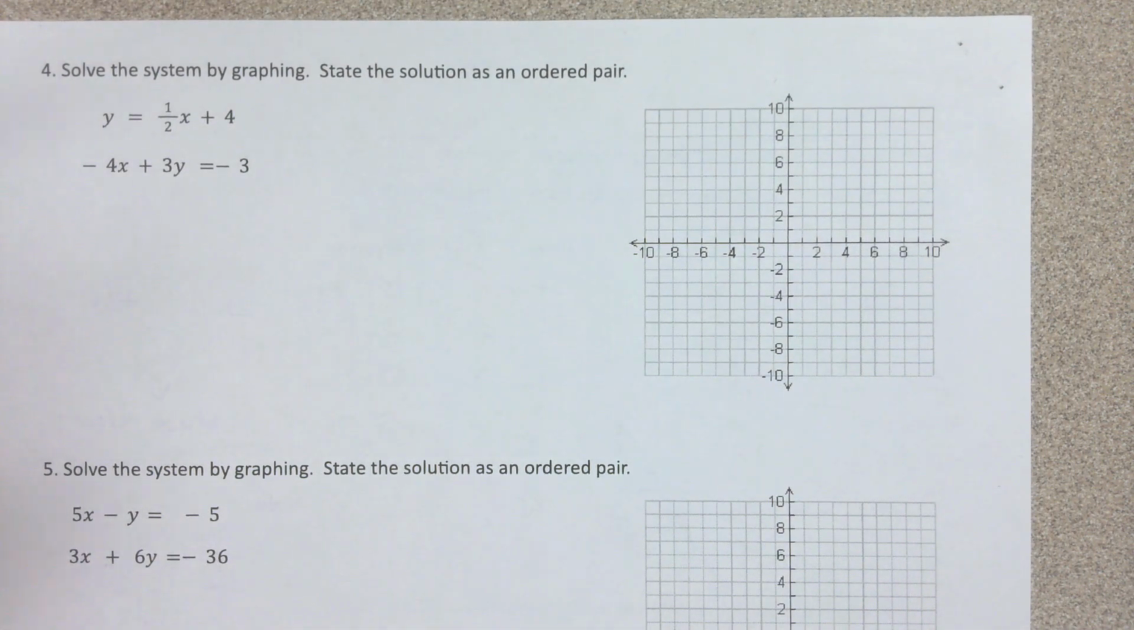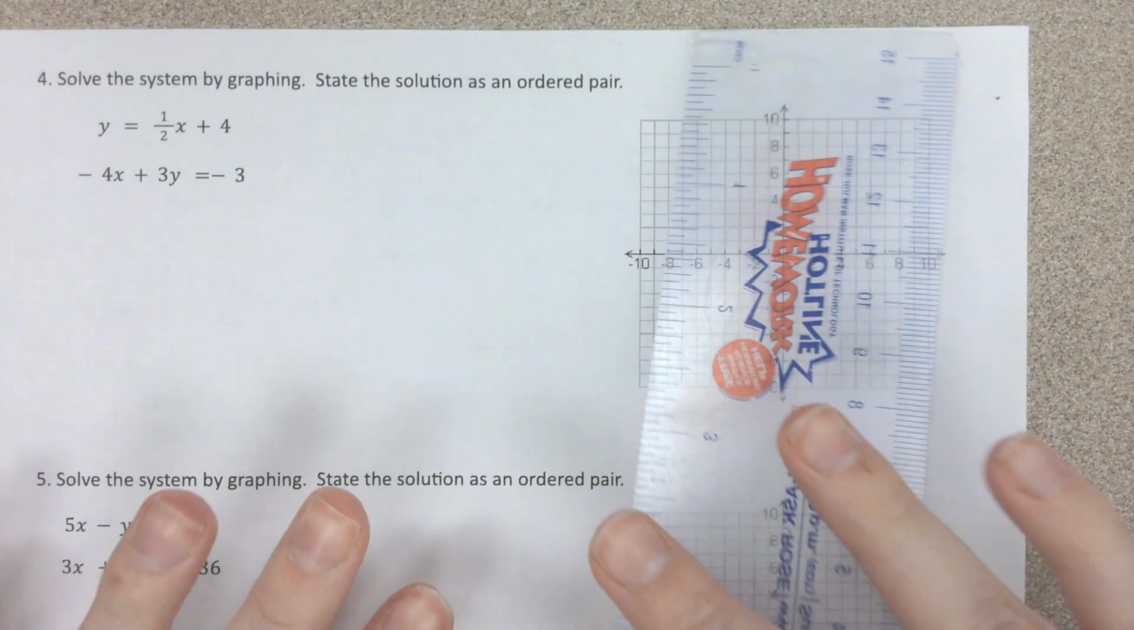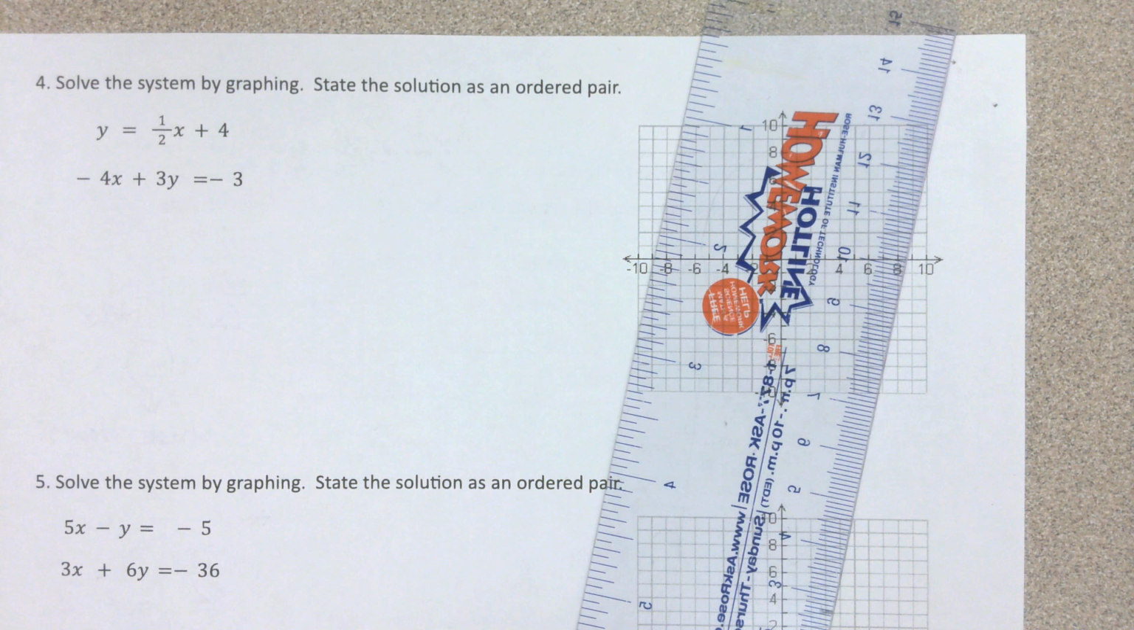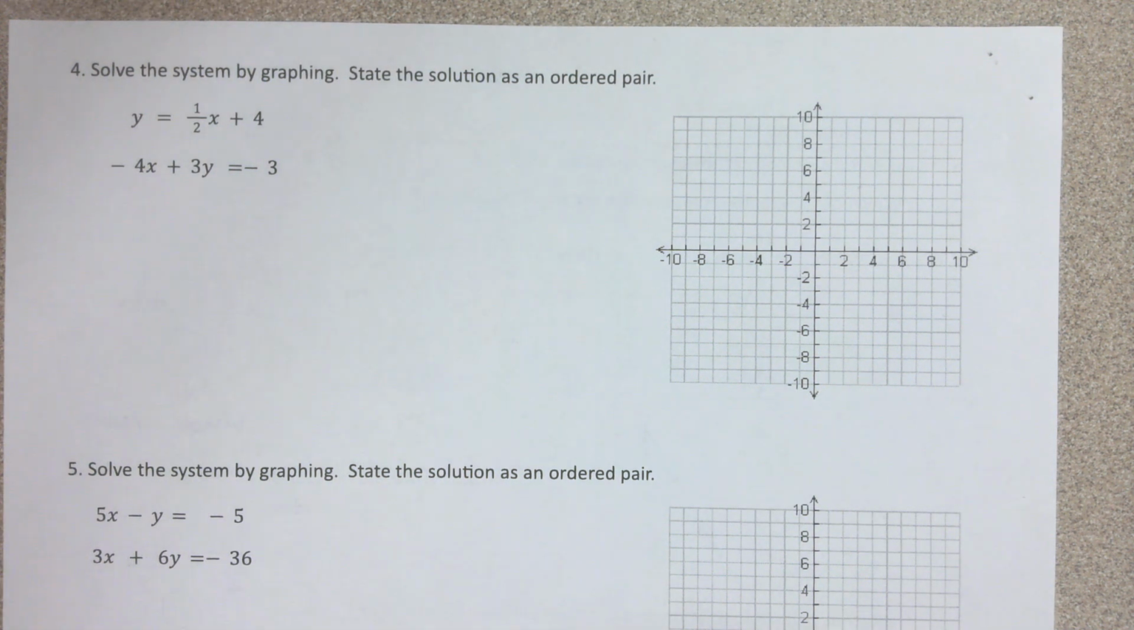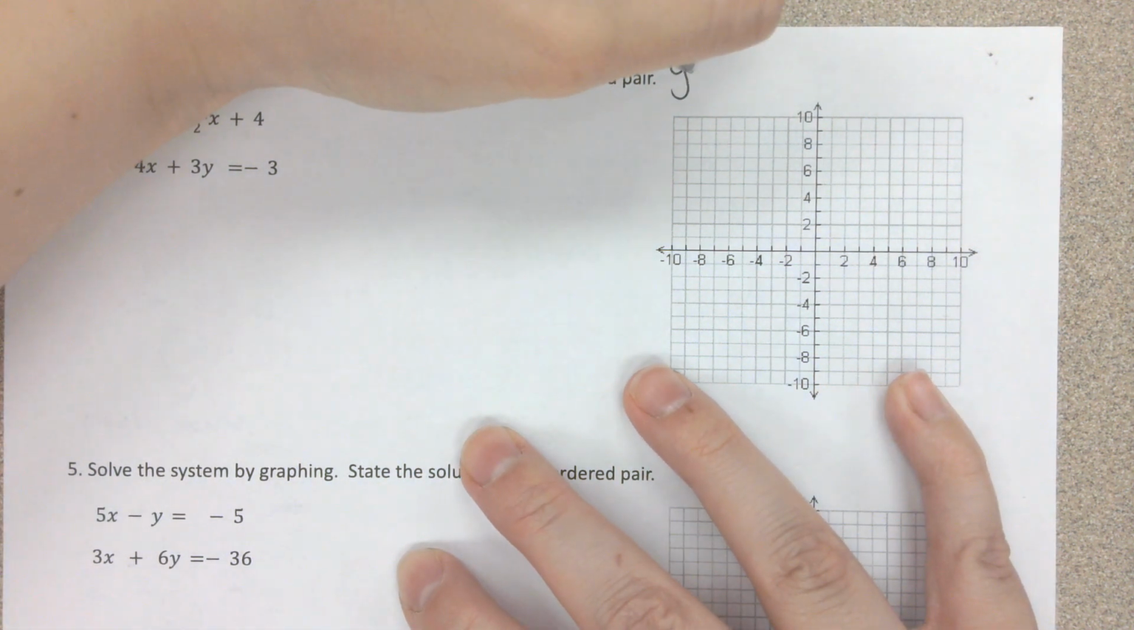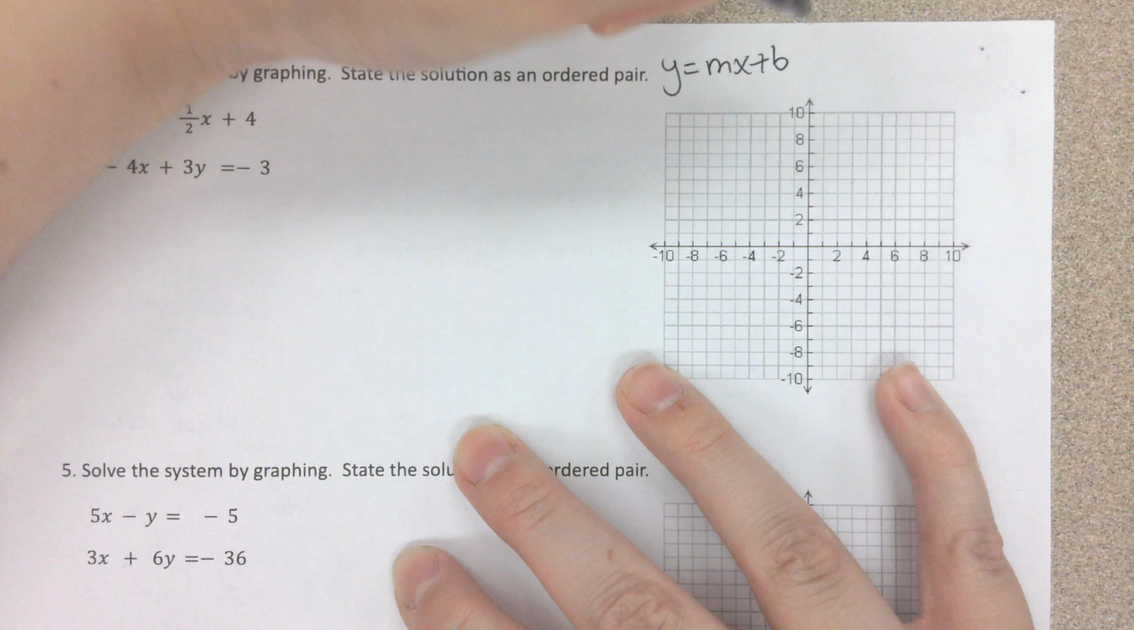Number 4, solve the system by graphing. State the solution as an ordered pair. Reminder, when you do this, it's very important you use a ruler to help you make really nice straight lines. If you don't use a ruler, it could throw off your answer. When you graph these, you must have your equation in y equals mx plus b form.